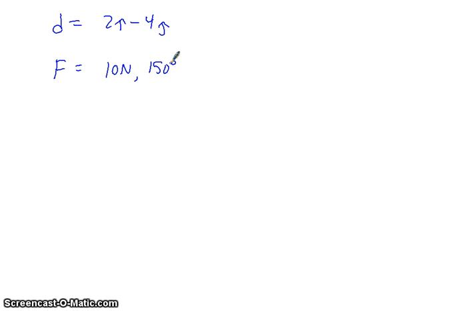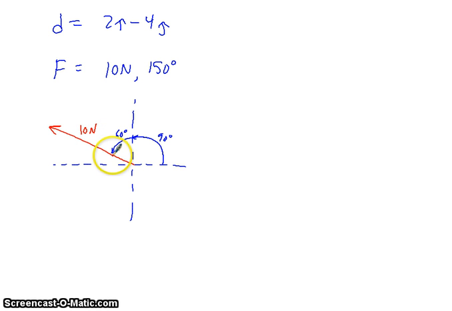So what I would do here, I think the easiest way to go is to figure out the i and j of the force. So if this is our x and y axis, 150 degrees, well, there's 90 right there. So we need to go another 60 degrees here. And so we're talking about a force that looks like that. This is 10 newtons. You know, the leftover angle here would be 30 degrees.